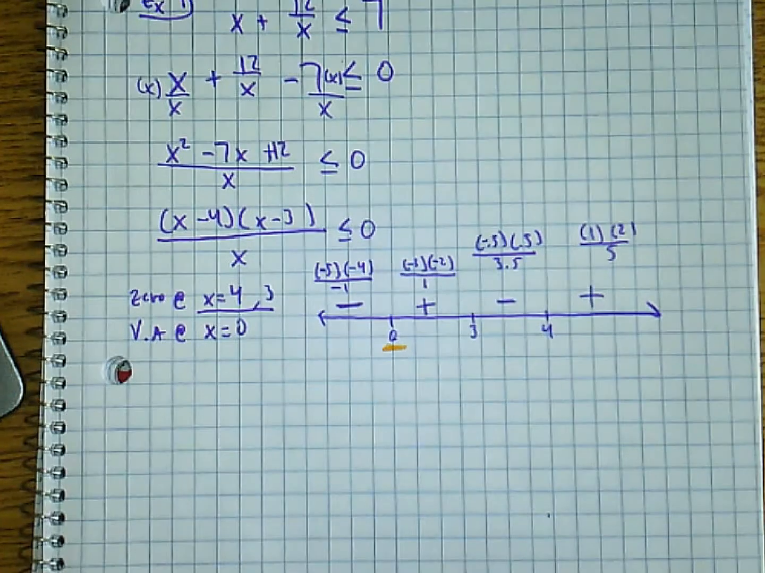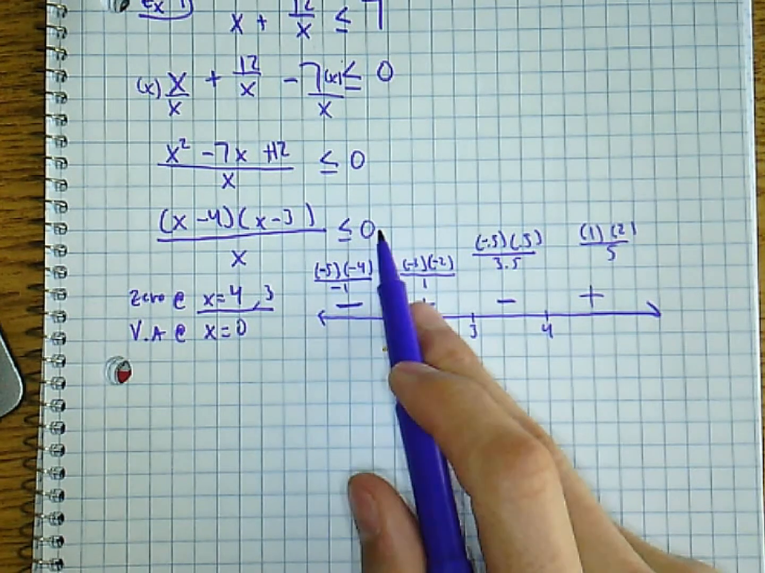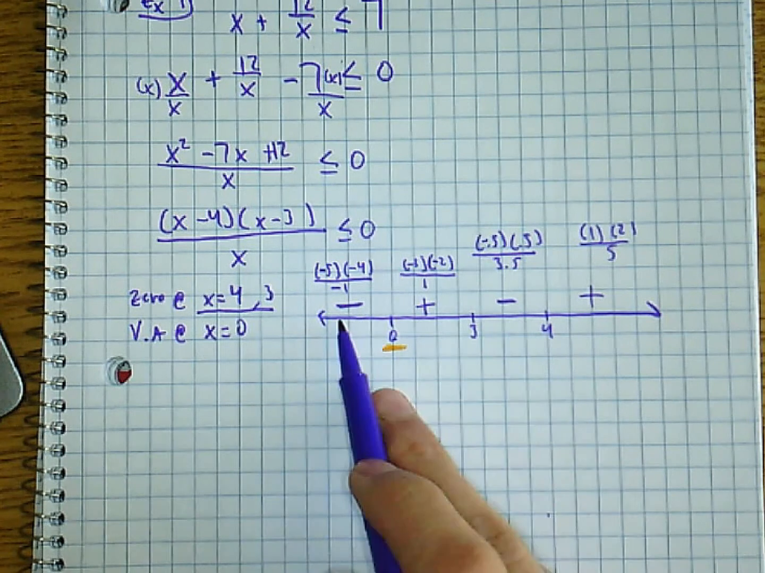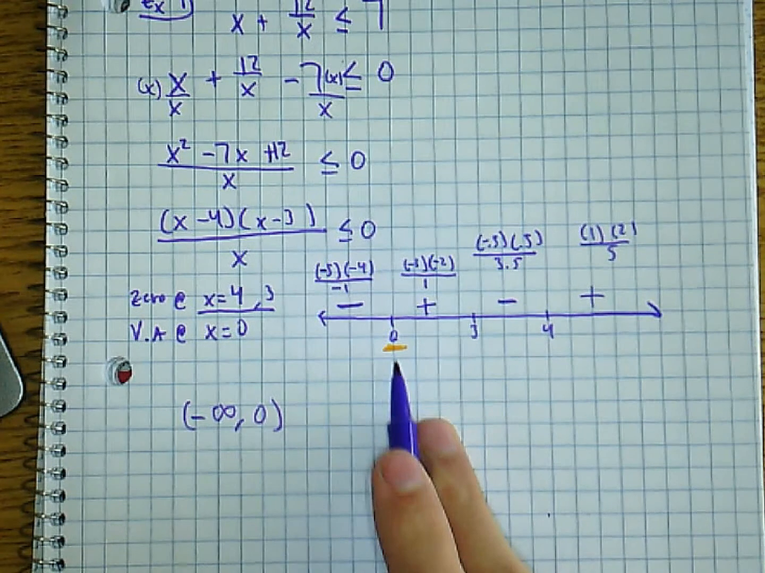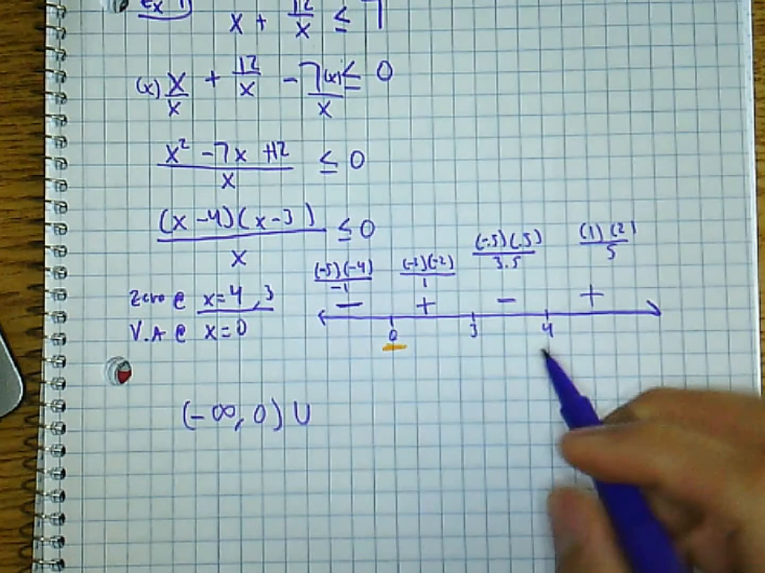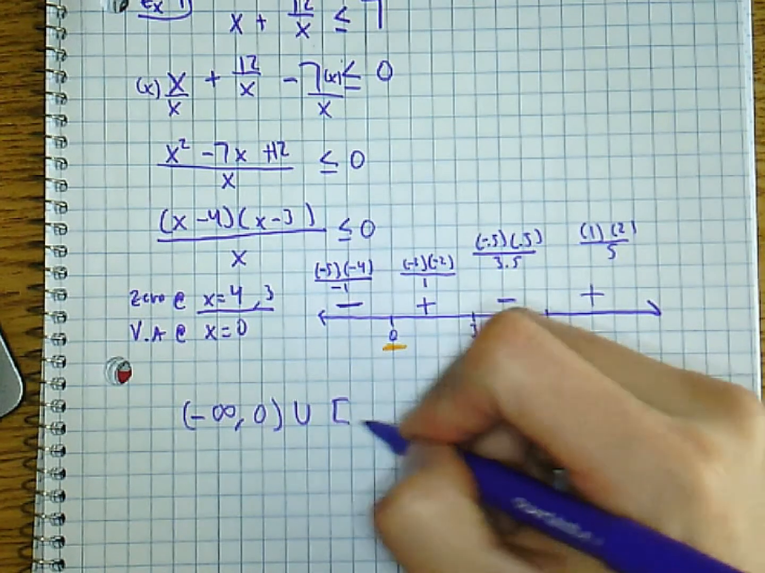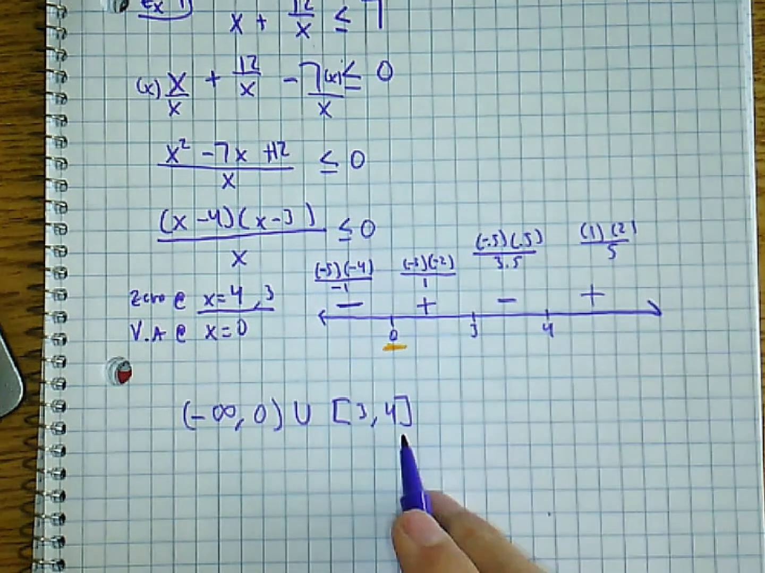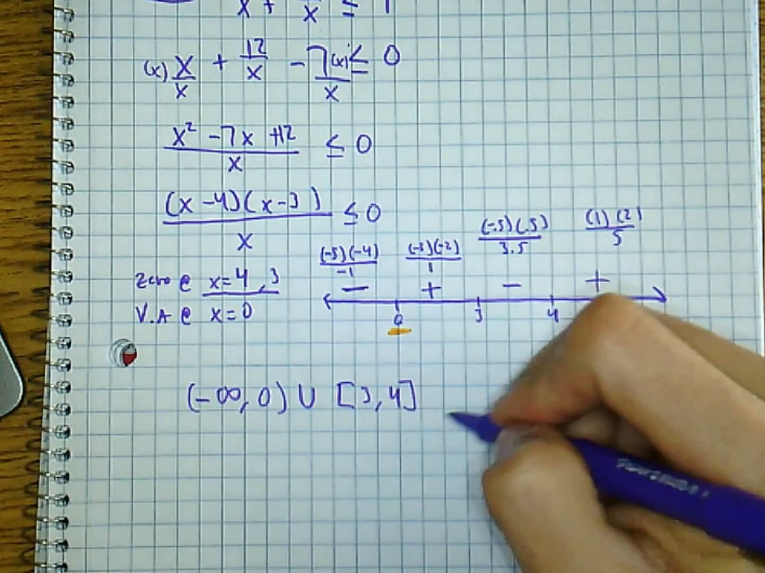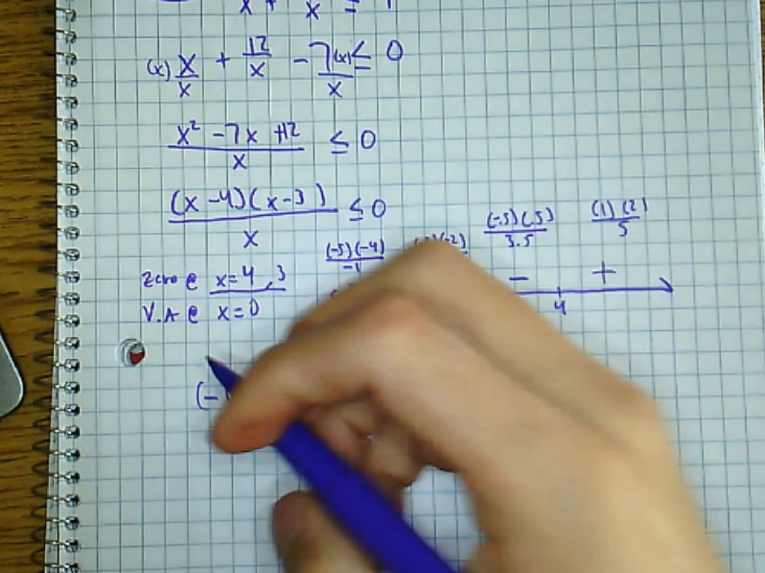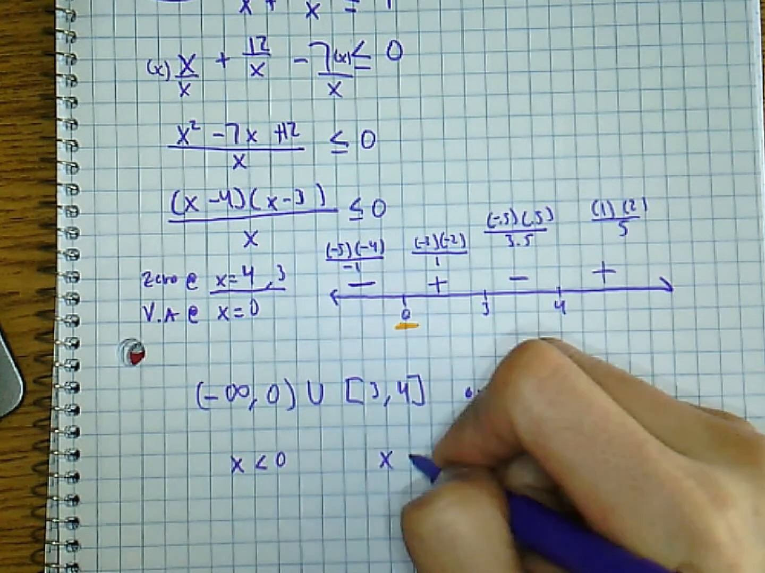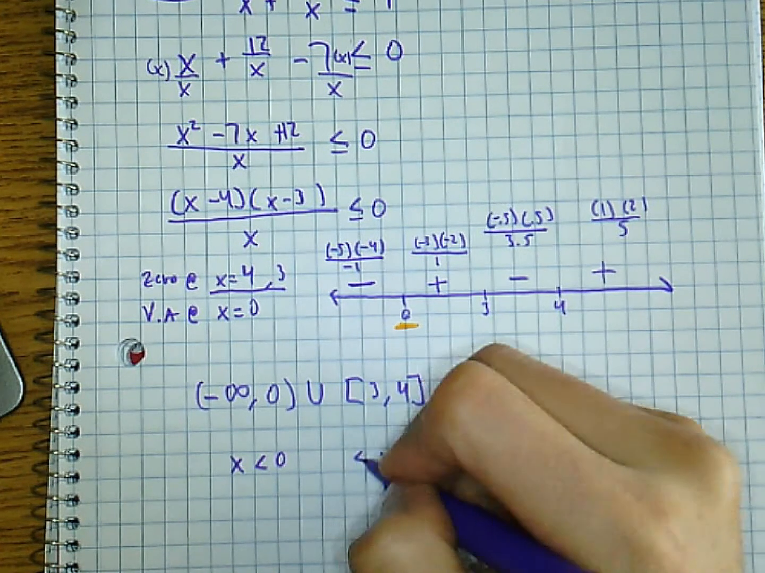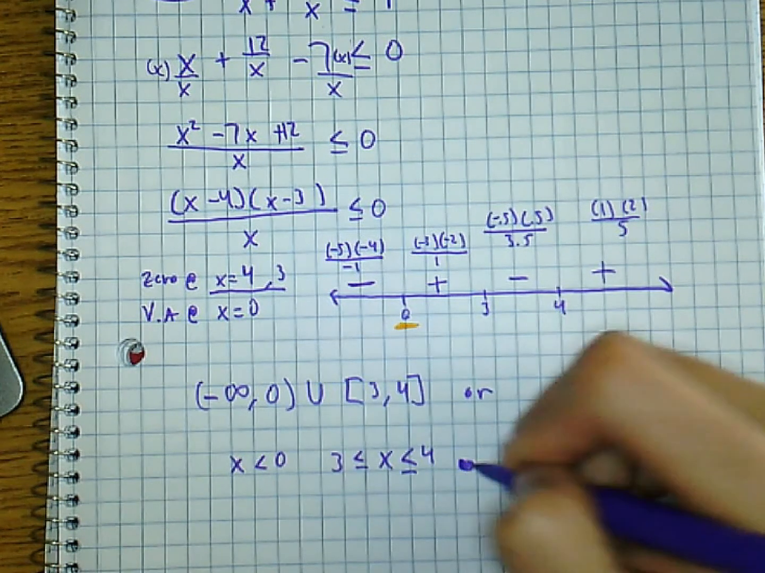So I am looking for when I am less than or equal to 0. That would be wherever I have negative symbols, which in this case is going to be -infinity to 0. Both of them with parentheses because the 0 is an asymptote. And between 3 and 4, both of those with brackets because I can actually be equal to 3 or 4. Or if you decide to write it the other way, you would have to say that x has to be less than 0, and less than or equal to 4, but greater than or equal to 3. And that should be the solution for our last rational inequality.